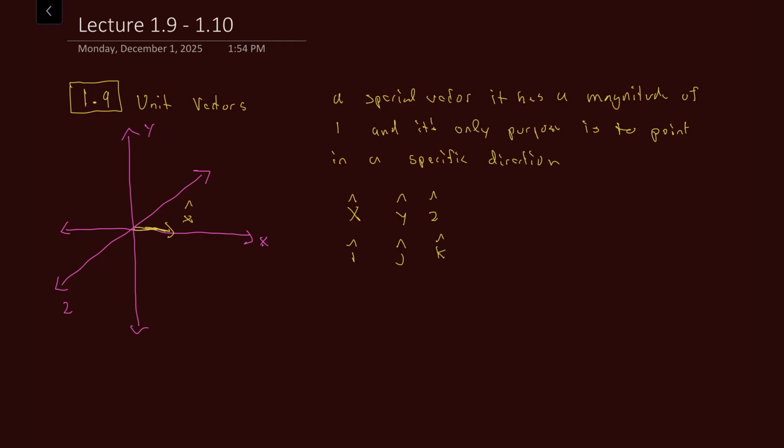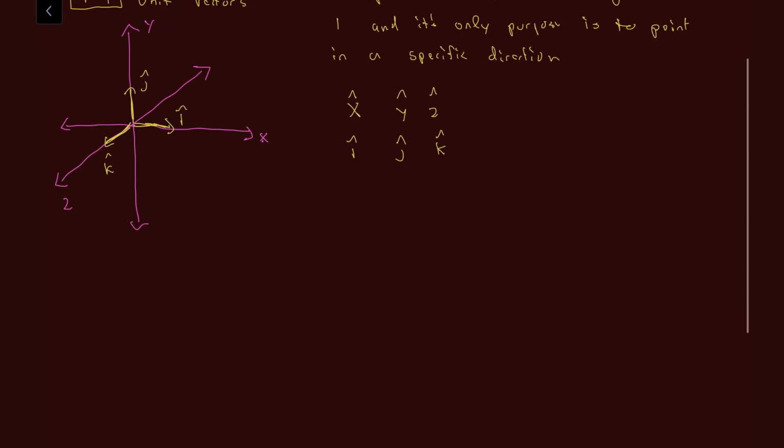x hat points in the x direction. y hat points in the y direction. And z hat points in the z direction. These vectors are just used to specify direction. Now, like I was saying, you might see these written as i hat in the x direction, j hat in the y direction, and k hat in the z direction. Either way, they're going to be talking about the same things.